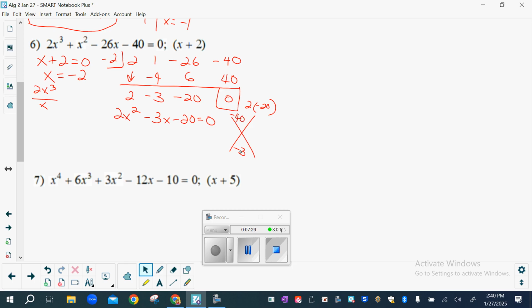So what multiplies to -40 that adds to -3? -8. Yep. So x minus 8, x plus 5. What next? Be careful. Common mistake here. What next? Divide by 2. Good. Divide by 2 because we multiplied 2 times -20. So x minus 4, 2x plus 5.